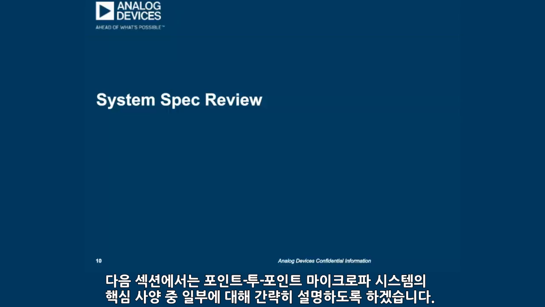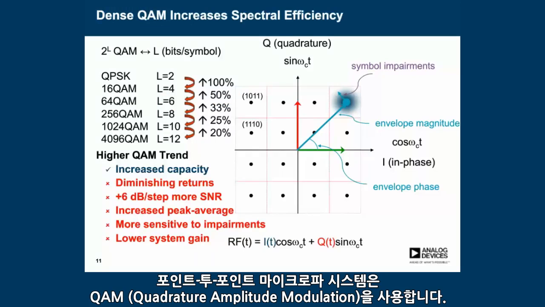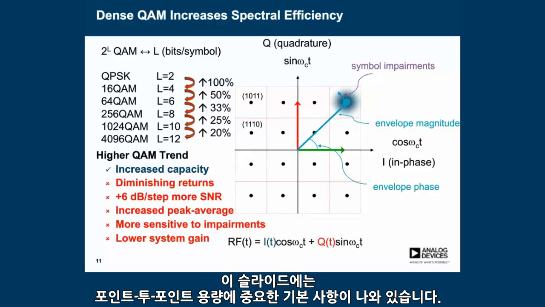This next section contains a brief review of some of the key specifications for point-to-point microwave systems. Point-to-point microwave systems today use quadrature amplitude modulation, or QAM, sometimes pronounced "kam" or "kwam." The basics important to point-to-point capacity are shown in this slide.